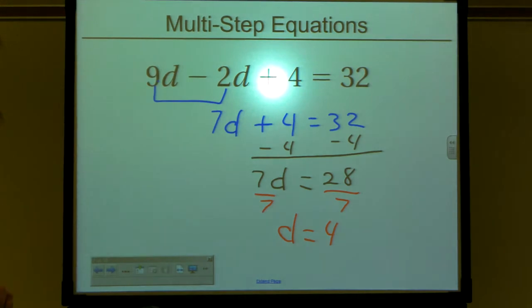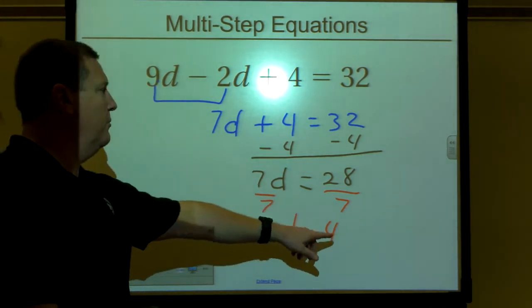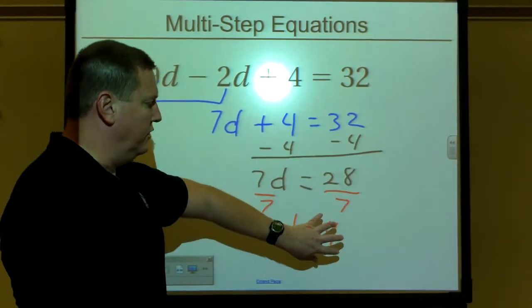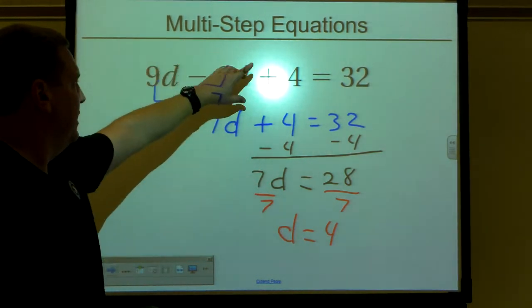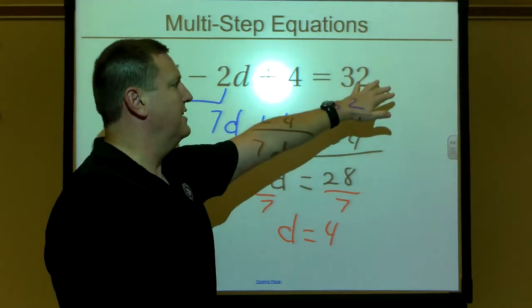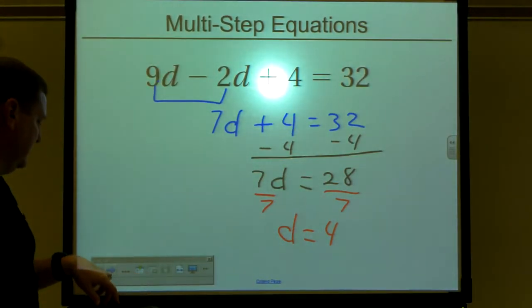Keep in mind that even though I'm not going back and checking every answer, you should take this number for d, put a 4 here, put a 4 here, calculate this whole left-hand side and see that it actually does equal 12.